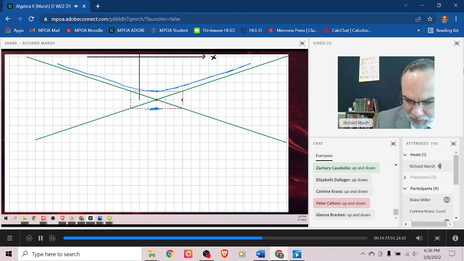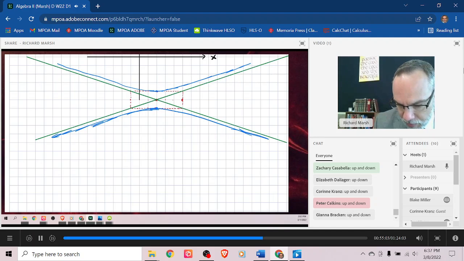Maybe I can draw the down one a little bit better. Ordinarily I would maybe turn my paper sideways or something like that. It's going to come closer and closer and closer to the asymptotes, but never touch.